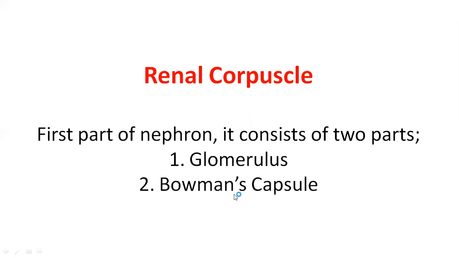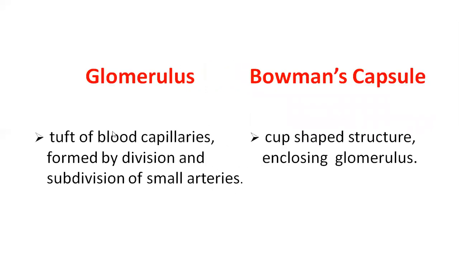So let me tell you what glomerulus is and what Bowman's capsule is. Glomerulus is a tuft of blood capillaries. Tuft means a group, a collection of blood capillaries which are formed by division and subdivision of small arteries, and as a result a glomerulus is formed. Bowman's capsule, the second part of the renal corpuscle, is a cup-shaped structure which encloses the glomerulus.